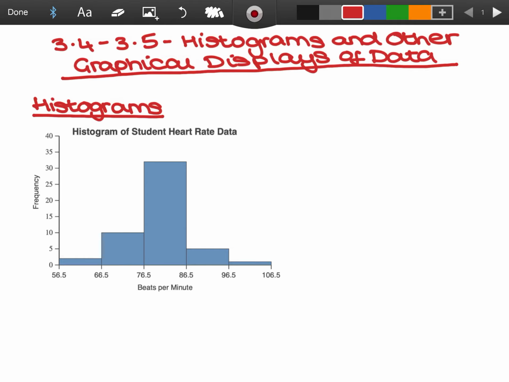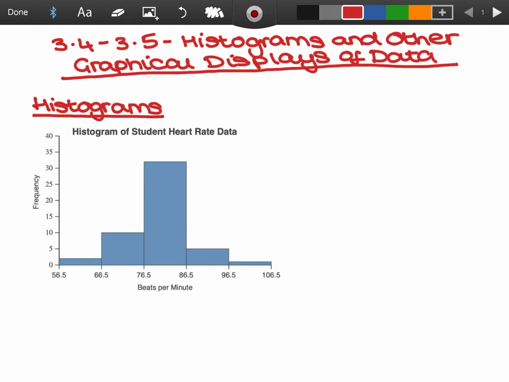So in today's video, we're going to be looking at histograms and some other types of graphs that you may not have seen before. A histogram goes back to what we were looking at last time when we were looking at frequency distributions, which had classes and the frequency of each class. Remember, a class gave us a range of values and the frequency was how many values fell within that range in our data set. Now, a histogram is just a way of representing that data.